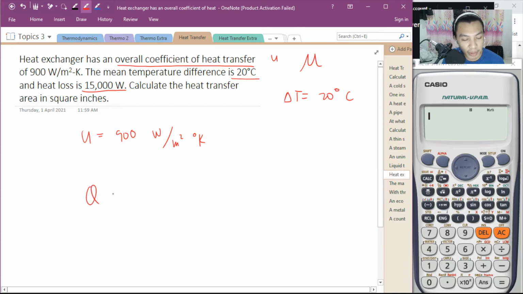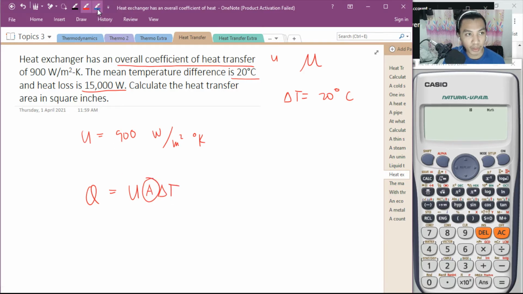Calculate the heat transfer area in square meters. O, lista mo yung kanyang formula. Q is equal to U or mu times area times delta T. Okay? So, hinahanap natin si area. Okay, mas gusto ko kulay blue naman ngayon.